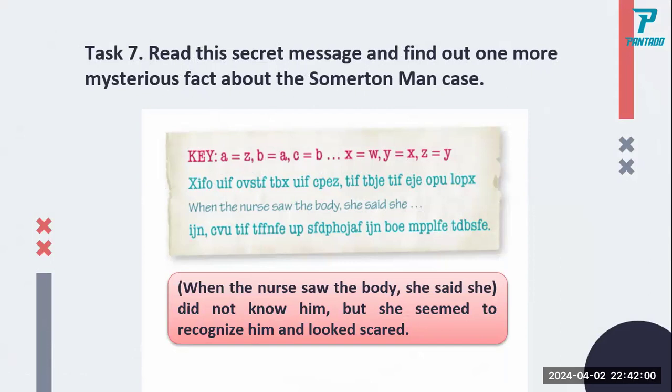Okay, so do you know the secret message? No. The secret message is this one. X is W, I is, oh, I didn't know where the I is, and then F and zero.